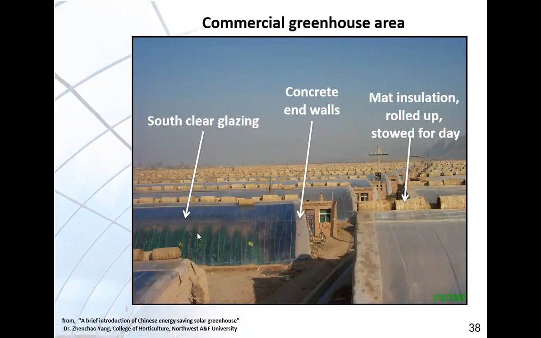Here's a tall crop, looks like tomatoes, the south-facing glazing, the concrete end walls, and the insulation mats that are rolled up during the daytime. An entire field of these greenhouses can be seen to the horizon.